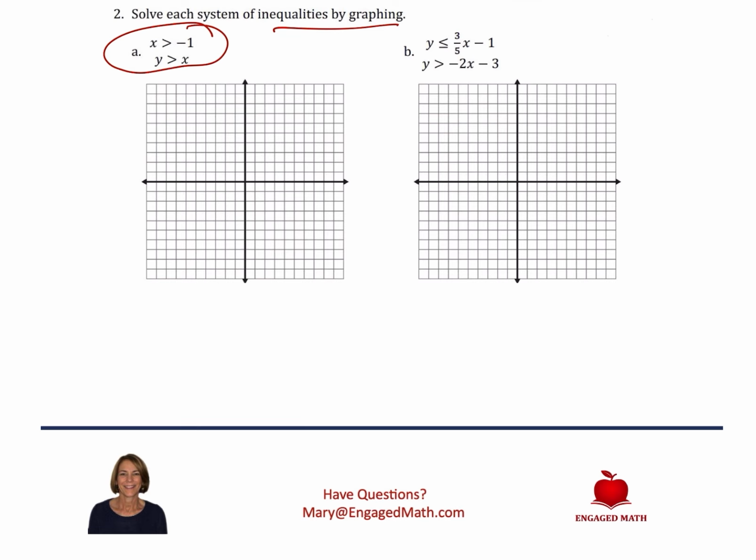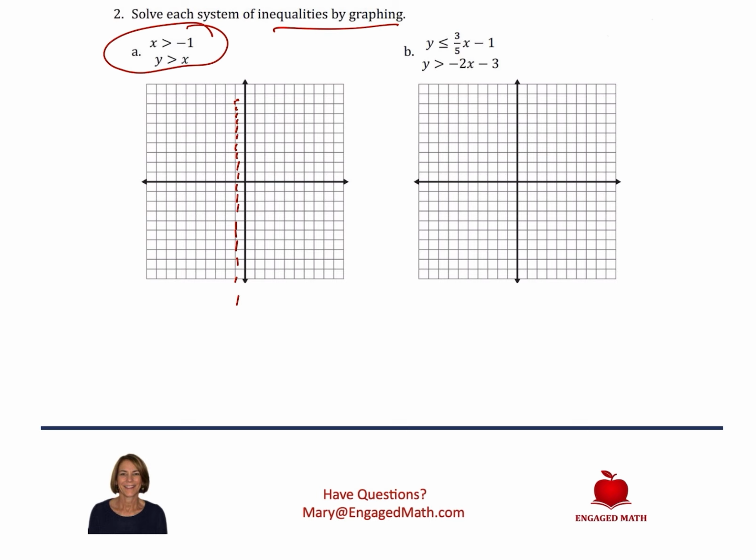As a reminder, x is greater than -1 is simply a vertical line that goes through every point where x is -1. I'm kind of exaggerating this, but notice that I'm dotting it. I'm dashing the line. I'm not making it a solid line because it's not or equal to -1. So only the points greater than -1 work.